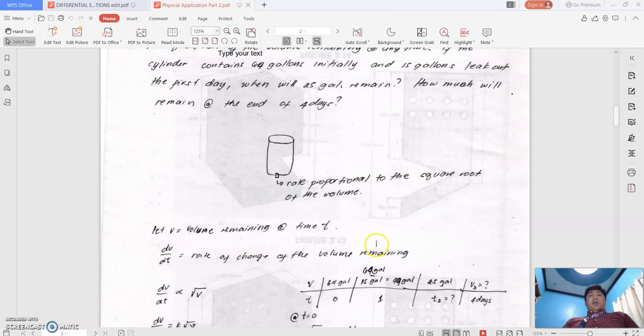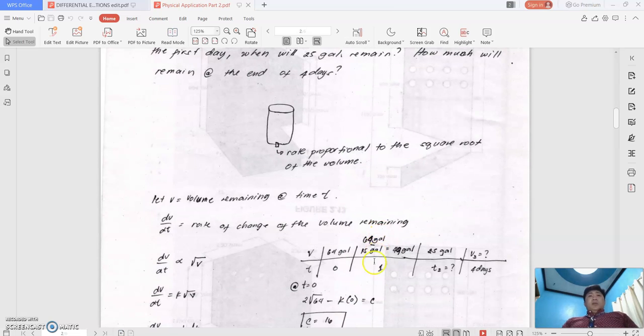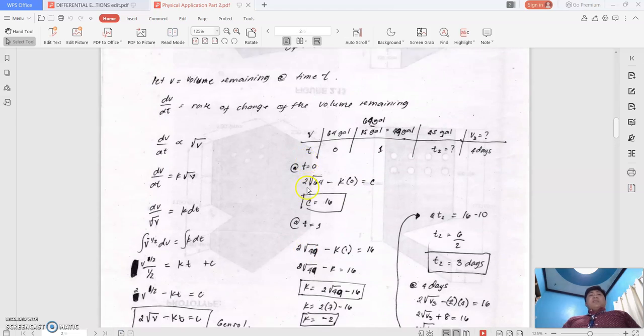This is how you do and solve those problems that you see in the news, especially now. Okay. So from there, 49 gallons. So 25 gallons. So what is the time? So when will 25 gallons remain? After that, another question: after 4 days, how much will remain inside our container? So let's try to solve.